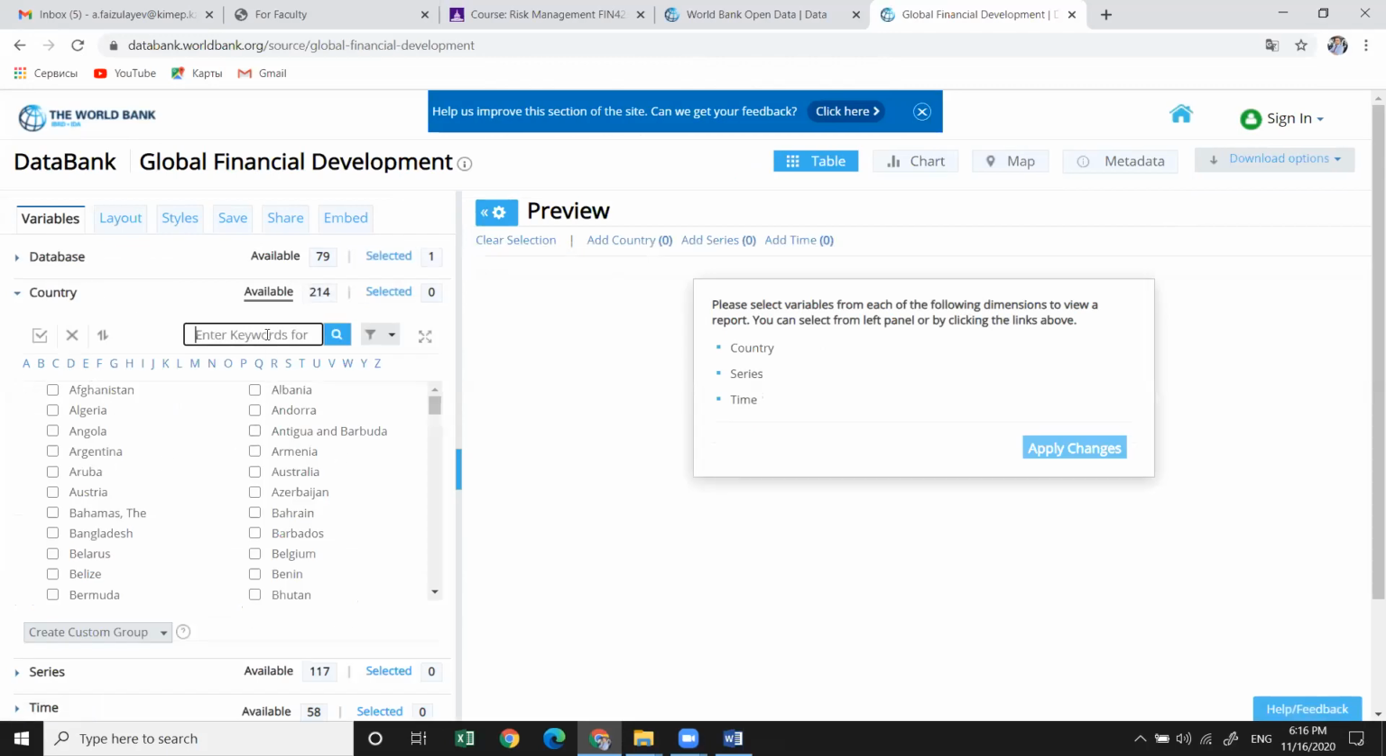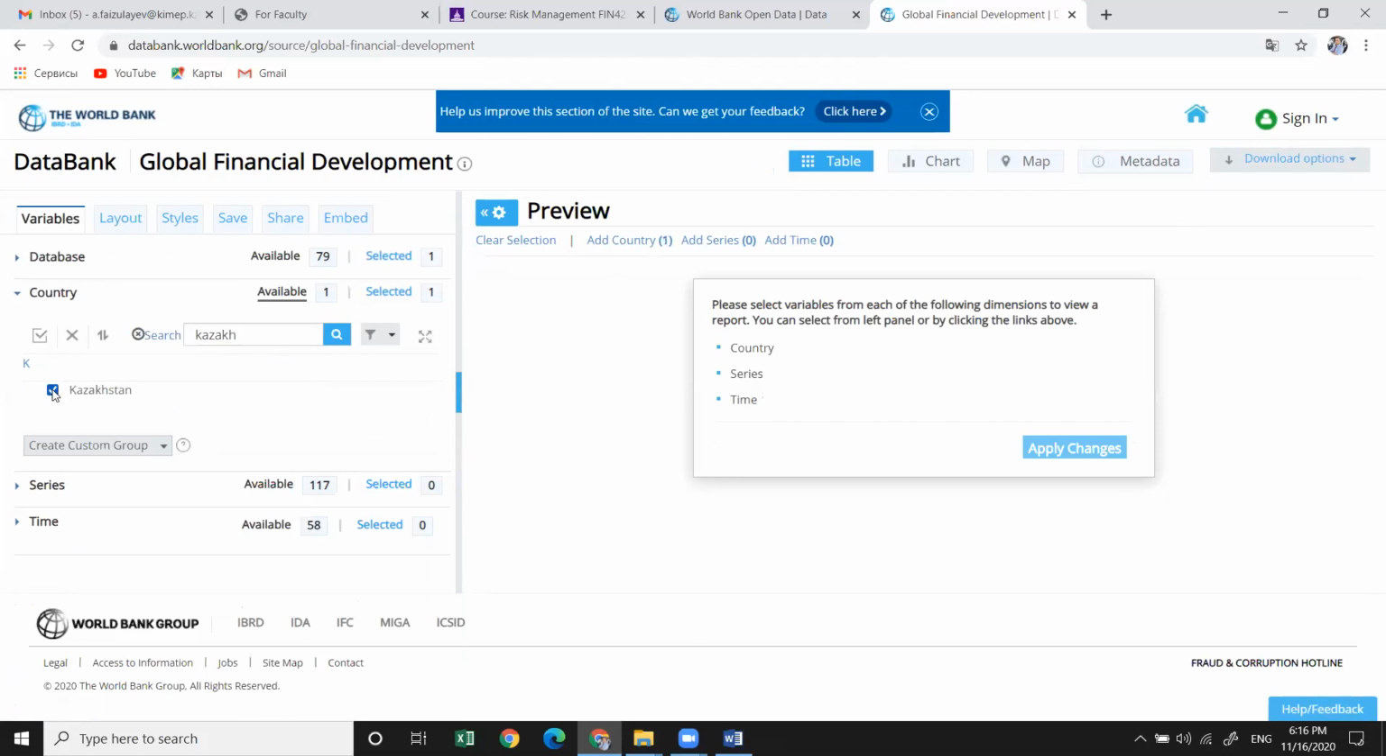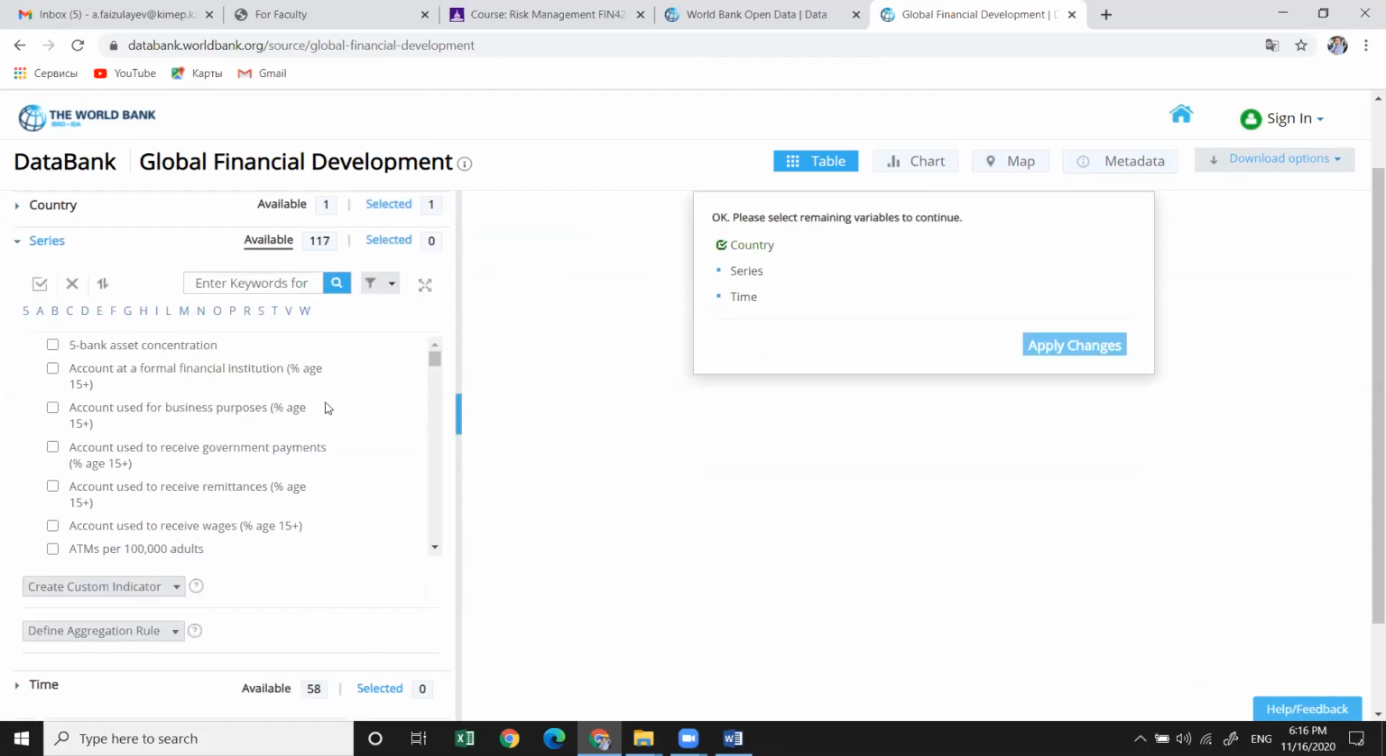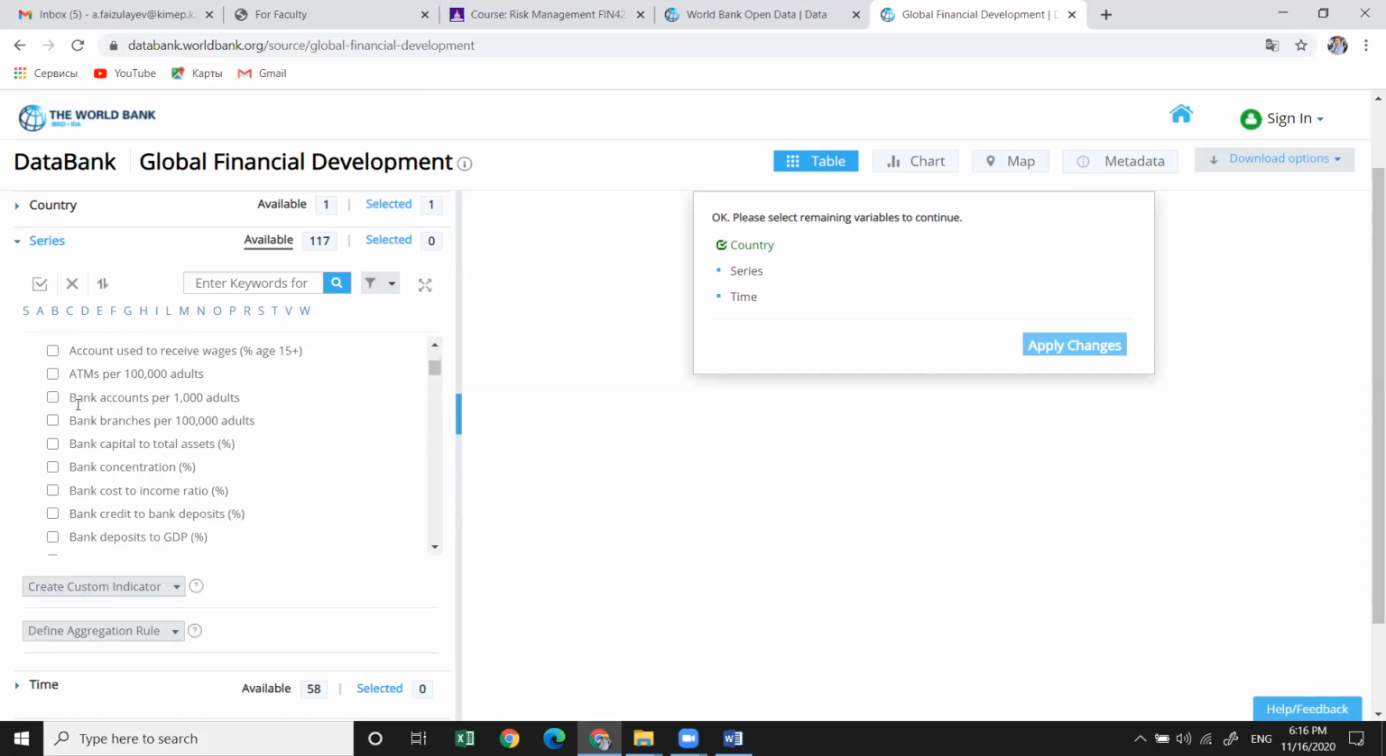Let me choose, let's say, Turkey, or let me choose Kazakhstan. What data is available in this database? Look, five bank asset concentration. This measures the market share, how much the big banks' market share is. Then we have bank accounts and bank concentration, like bank cost to income.